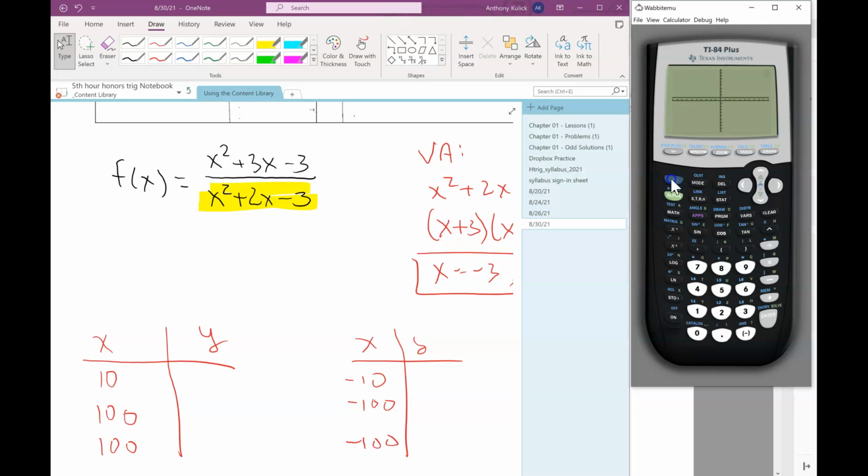So I'm going to press second and the trace button, and this time I'm going to choose the value command. What this allows me to do is pick a value of x, and if I press enter, it's going to give me the y coordinate for the point that has that x value. So what do we got? We got 1.085 or something there. So do that for 10, and I'll repeat, and do it for 100. What do we got? 1.009.